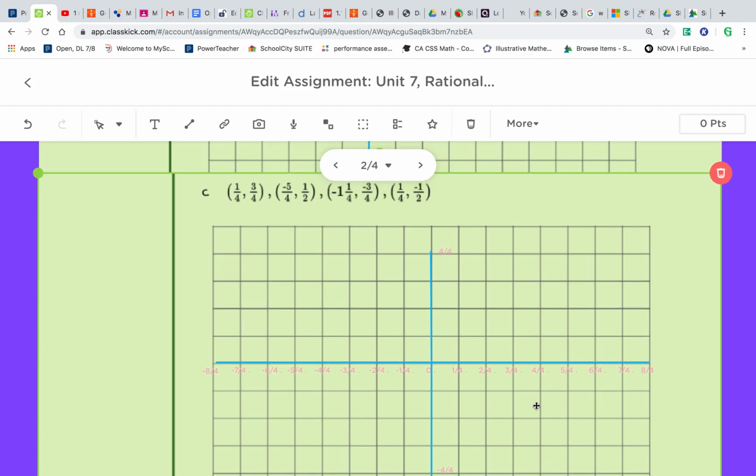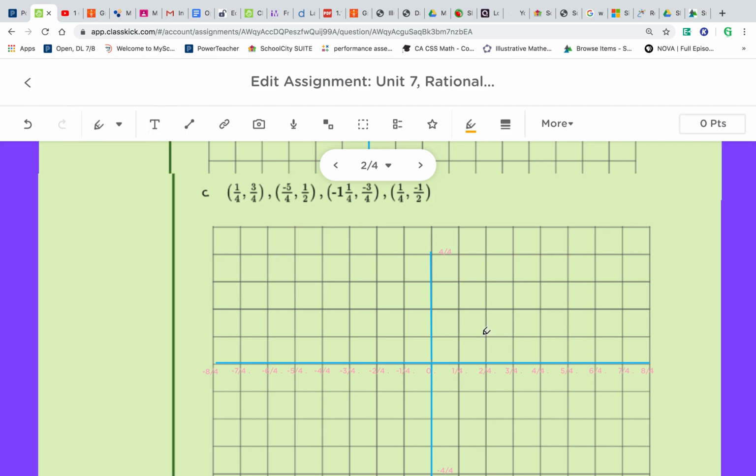All right, so we can go ahead and start plotting the points now. We have 1/4, 3/4. So we're going to start at 0. We're going to go over to 1/4, and then up to 3/4. 1, 2, 3. So it's here. I need to get the drawing tool. So over to 1/4, up to 3/4. Right there. 1/4, 3/4. And then for -5/4 and 1/2, we're going to go over to -5/4. -1, -2, -3, -4, -5. And then up to 1/2. Well, that's 2/4, remember, right? 1, 2. That's something that's important to catch on to. 1/2, 2/4, same thing.